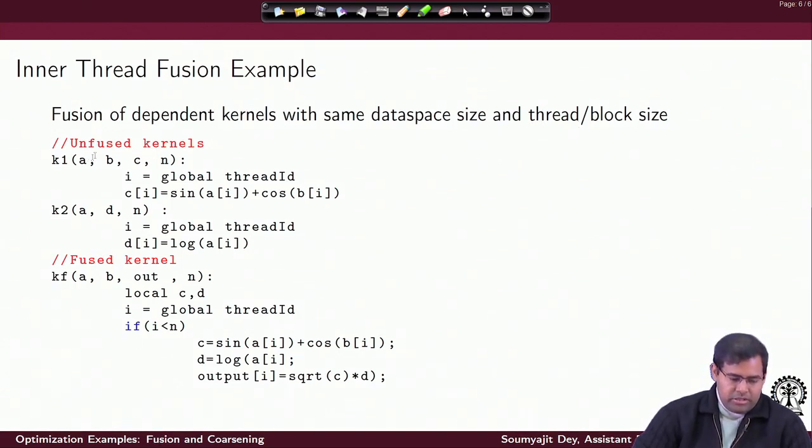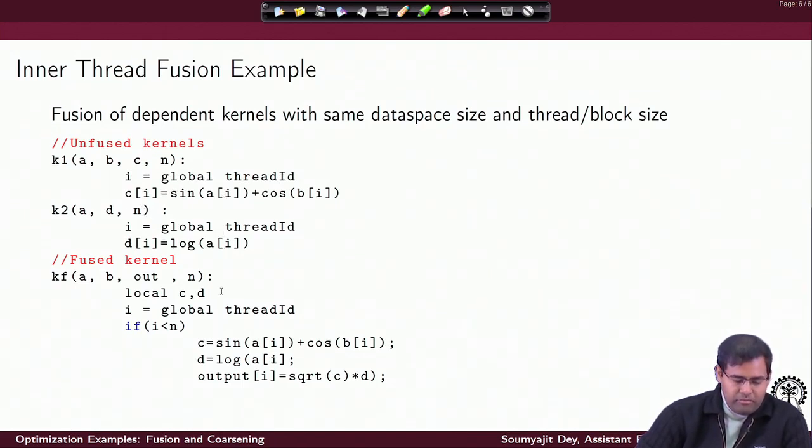So, let us say these are the unfused kernels. As you can see, we are just providing a structure of the kernel code. This is not valid kernel code, we are just providing the structure of K1 and the structure of K2 here. For K1 you compute the global thread ID and do the operation. For K2 you compute the global thread ID and do the operation.